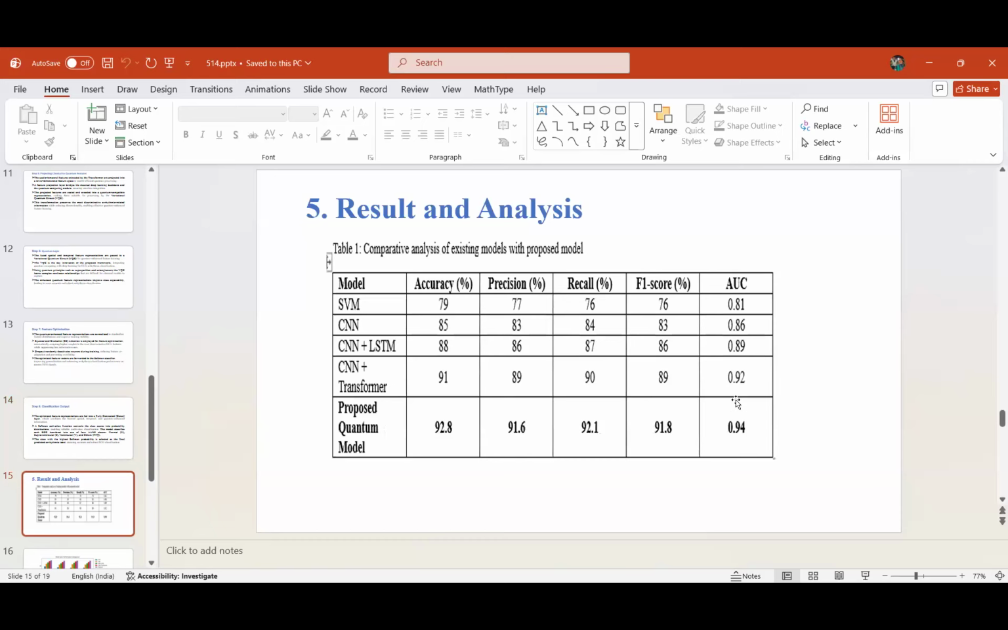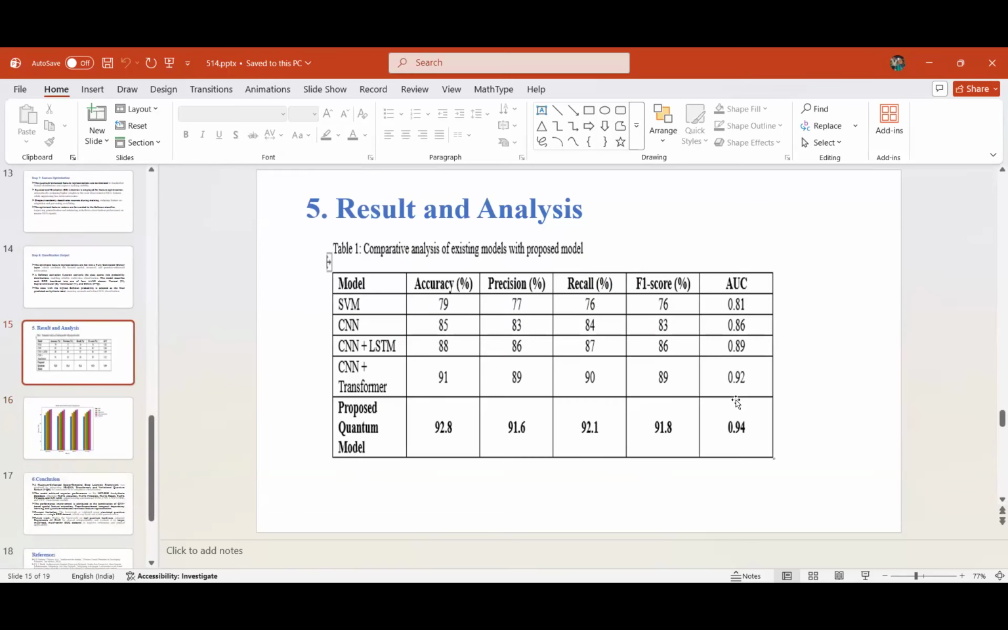Here we compared the existing models with the proposed model. The existing models are machine learning and deep learning models, and among deep learning we also consider the hybrid models. The SVM accuracy is 79%, the CNN 85%. Among the hybrid models, CNN plus LSTM gets 88%, and CNN plus transformer 91%. Our proposed quantum model achieved 92.8% accuracy, 91.6% precision, and 92.1% recall, and so on.